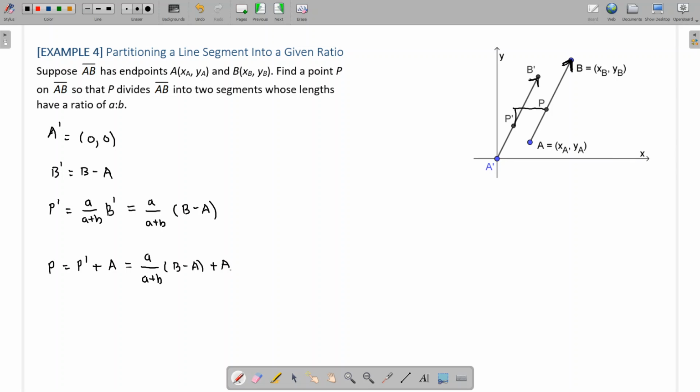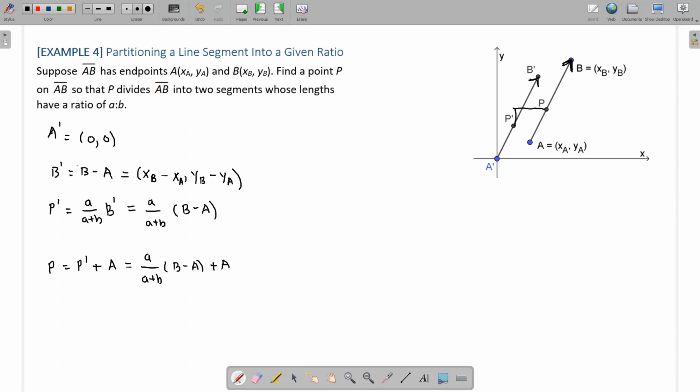Now, to show you that this is consistent with their formula, let's come back and make this a bit more explicit. When we say b minus a, we're really referring to a point here. We're saying take the x-coordinate for b, so x sub b, subtract the x-coordinate from a, x sub a. You could do the same thing with the y's, so y sub b minus y sub a.